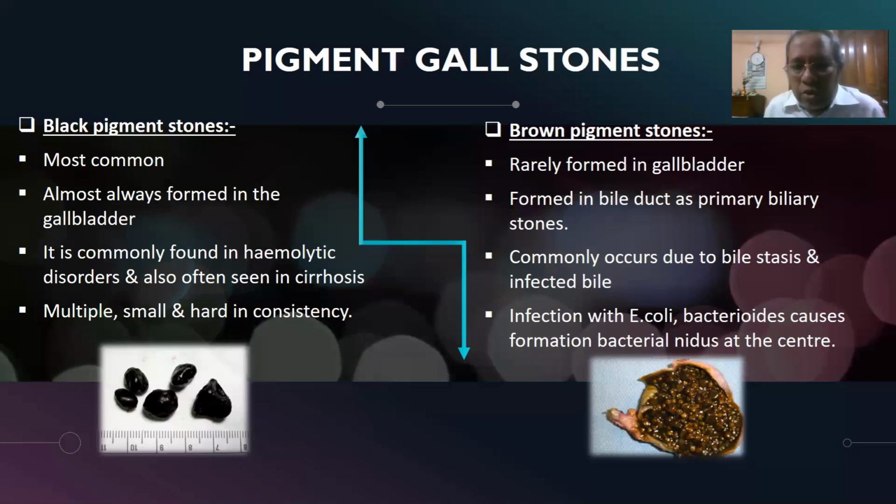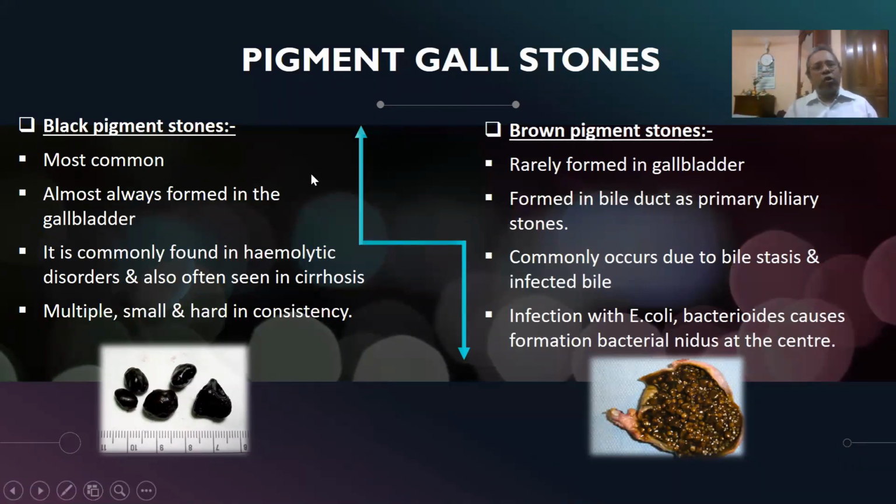So what about the pigment stones? A very important thing is that pigment stones are most common and almost always found in the gallbladder. Black pigment stones are commonly found in hemolytic disorders and also often seen in cirrhosis of the liver. That too causes more breakdown of the RBC and causes more hemolysis, and that causes the pigment stones to form, which are the black pigment stones. They are multiple, small, and hard in consistency.